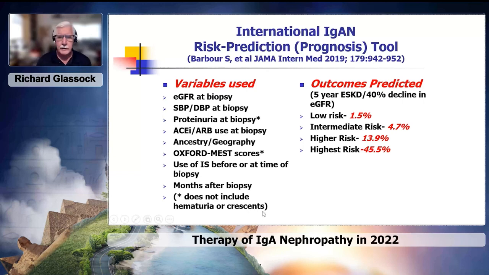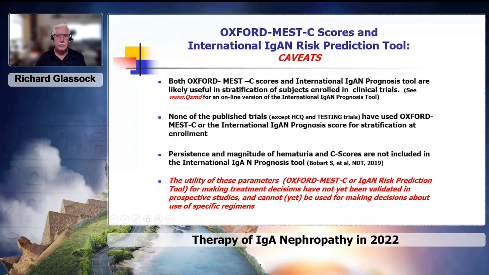That is just the way the tool evolved, and patients can be categorized into 4 risk groups: low, intermediate, higher, and highest, based on their 5-year projected risk of end-stage kidney disease or a 40% decline in GFR from diagnosis. Obviously, it is the patients at higher or highest risk that become candidates for treatment.